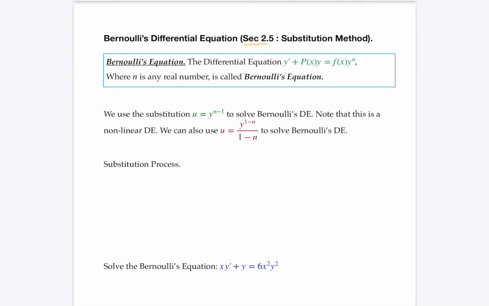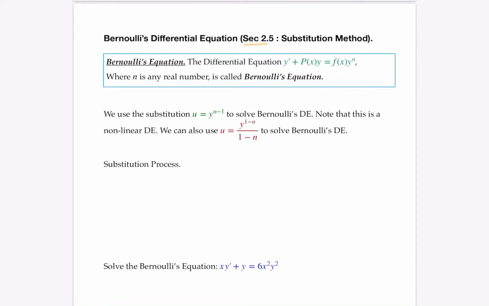Hello differential equation students. So let's take a look at how we solve Bernoulli's differential equation. So what is a Bernoulli's differential equation? This is very similar to the previous linear first order differential equations, except that this is non-linear.